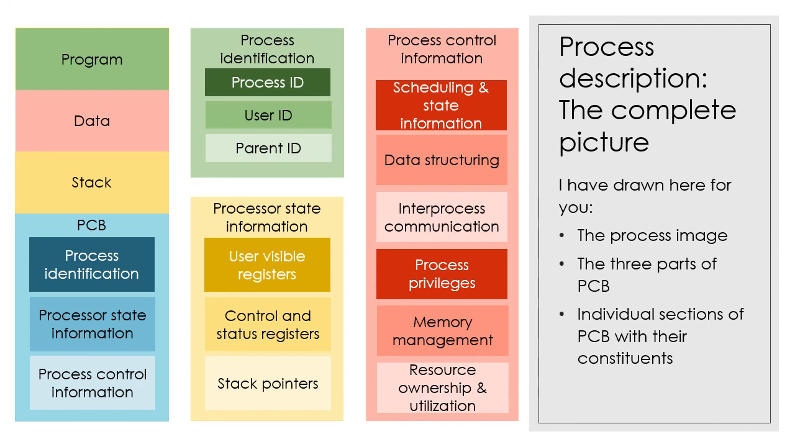This contains six things: scheduling and state information, data structuring, inter-process communication, process privileges, memory management, resource ownership, and utilization. And this is how a process is presented and kept track of by the operating system.